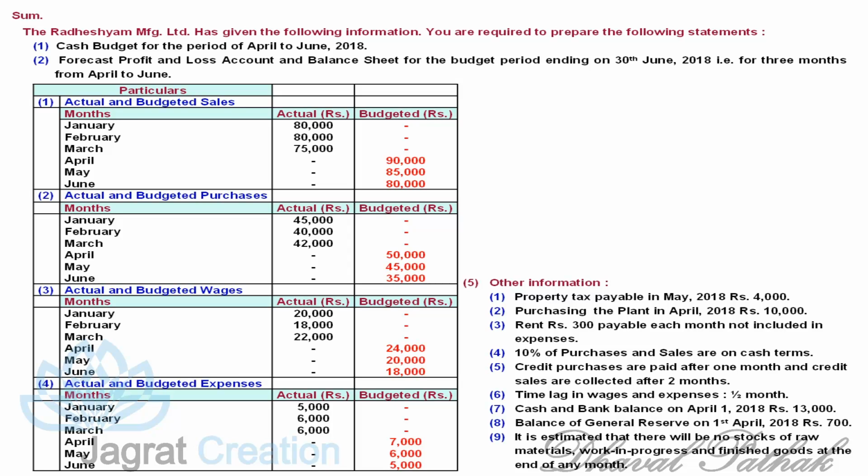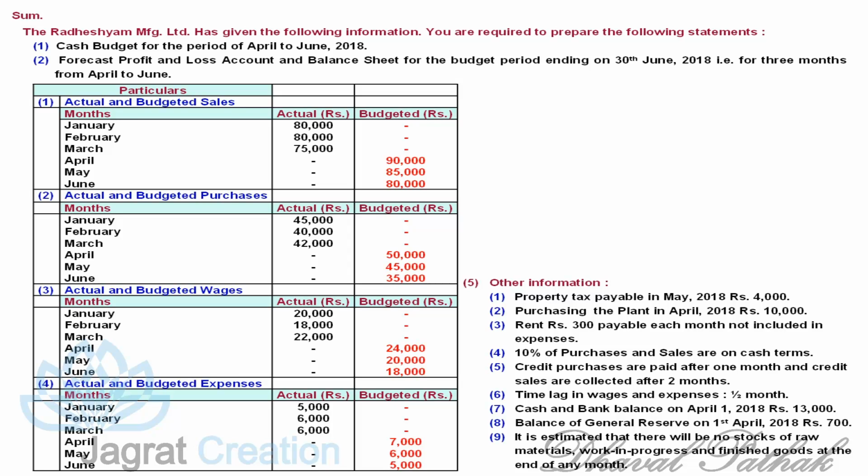It is estimated that there will be no stocks of raw material, work in progress and finished stock at the end of each month. Now we are required to prepare the cash budget. Let me start. I am also required to prepare the balance sheet at the end of the budget period. And if you observe, you won't find capital balance anywhere in the sum.